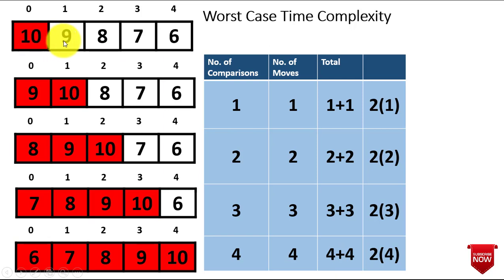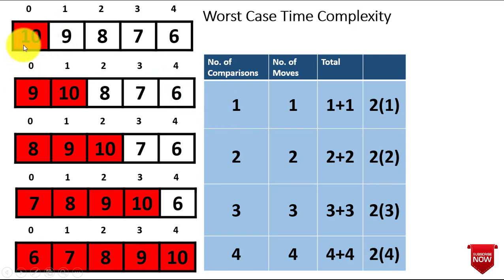So here 10, 9, 8, 7, 6. These are reverse sorted, and we have to make them 6, 7, 8, 9 and 10. So we require this value. Clear? So now see in the first pass what we have to do. We have to compare this value with this. Comparison is 1.